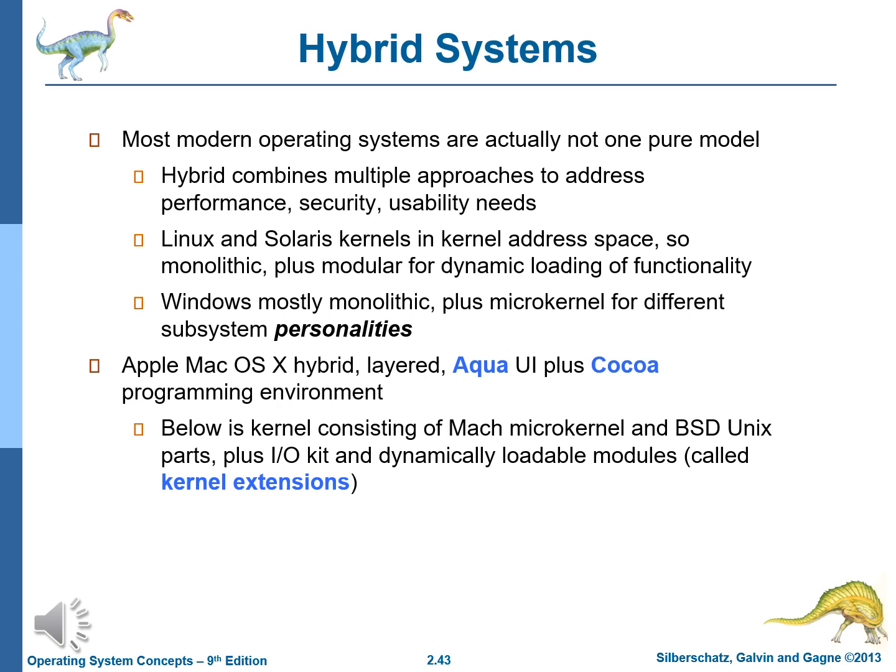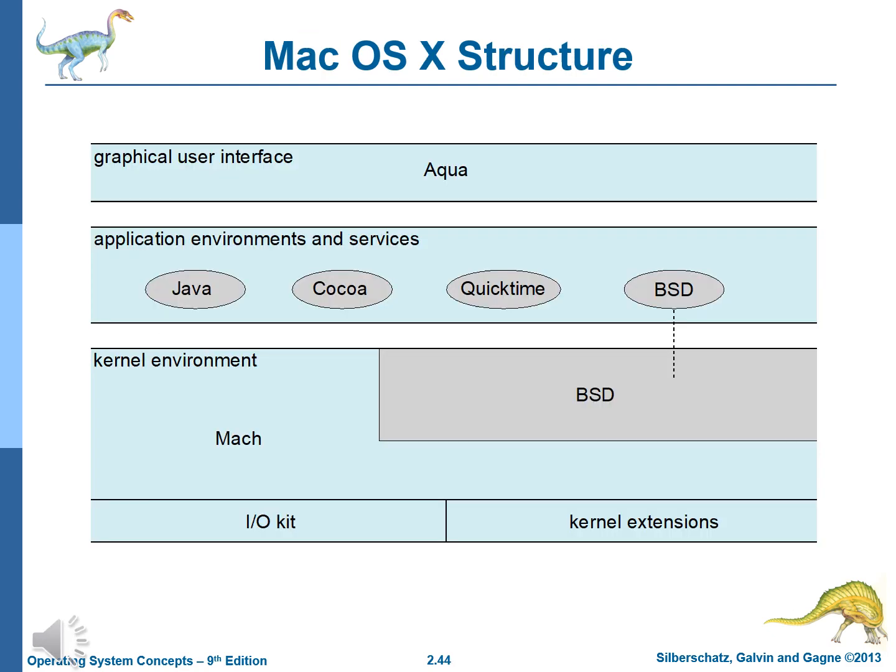The BSD component provides a BSD command line interface, support for networking and file systems, and an implementation of POSIX APIs, including pthreads. In addition to Mach and BSD, the kernel environment provides an I/O kit for development of device drivers and dynamically loadable modules, which Mac OS X refers to as kernel extensions. The BSD application environment can make use of BSD facilities directly. This figure shows the layered architecture of Mac OS X structure.